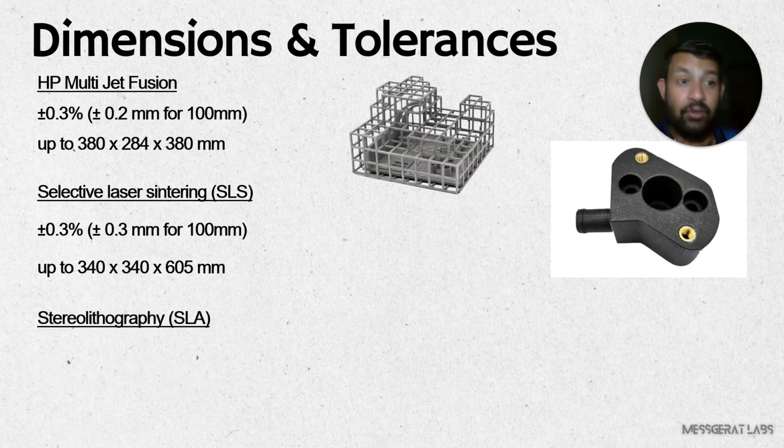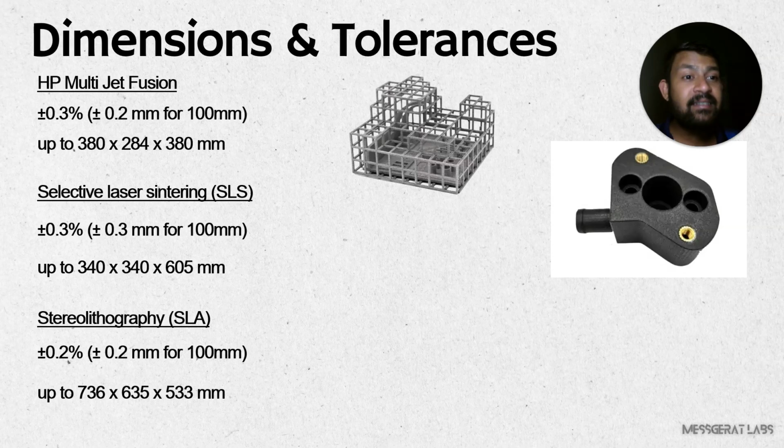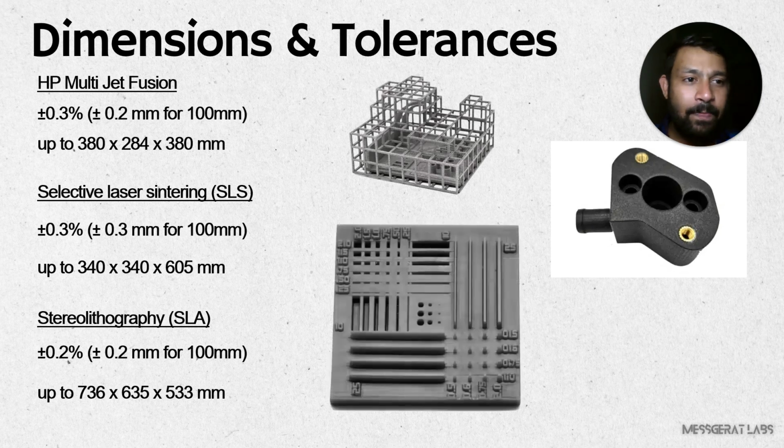Then we have stereolithography, SLA, that we have studied as well. In SLA, you get the best possible tolerances amongst all the polymer 3D printing processes, which is plus minus 0.2%. So it results in plus minus 0.2 mm for 100 mm. And the sizes that you can print in SLA are really big. There are really big SLA 3D printers available in the market. You can print up to 736 into 635 into 533 mm.